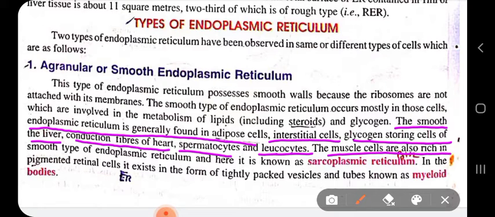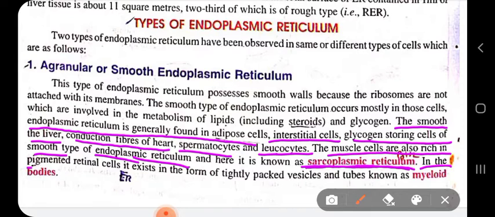Muscle cells are also very rich in smooth endoplasmic reticulum. I have discussed the sarcoplasmic reticulum in the plasma membrane chapter, where you have seen how muscle cells contract and relax by storing and releasing calcium ions within the lumen of the endoplasmic reticulum. So the muscle cells are also rich in smooth endoplasmic reticulum, and the endoplasmic reticulum found in muscle cells is called sarcoplasmic reticulum.